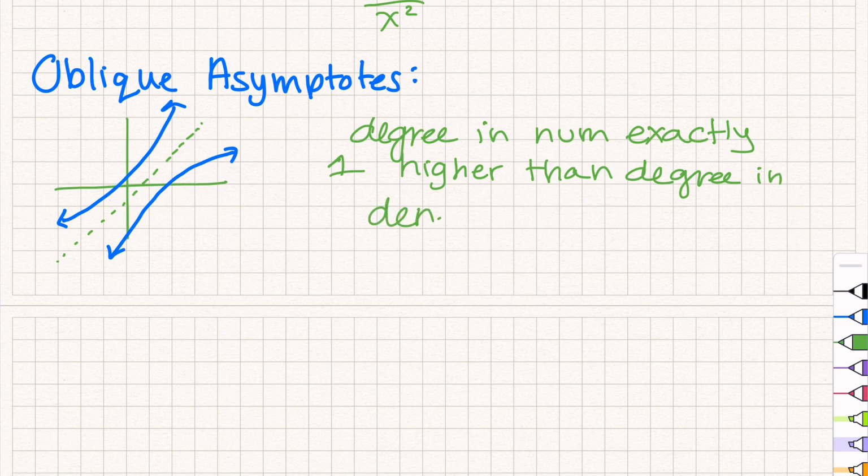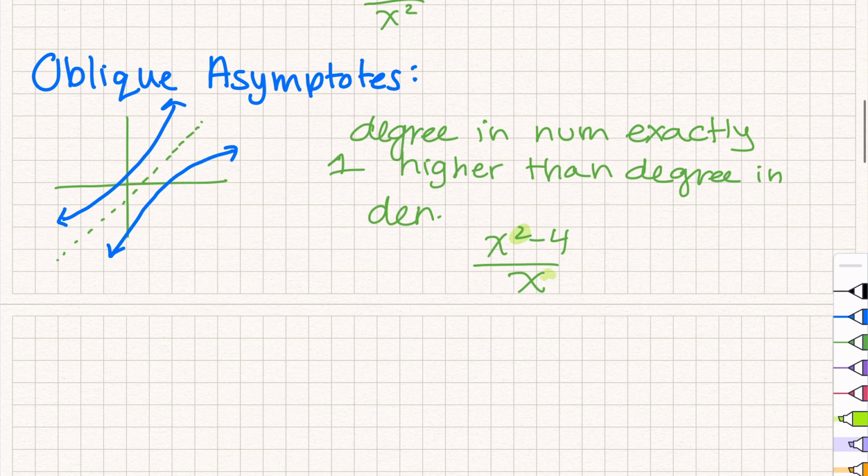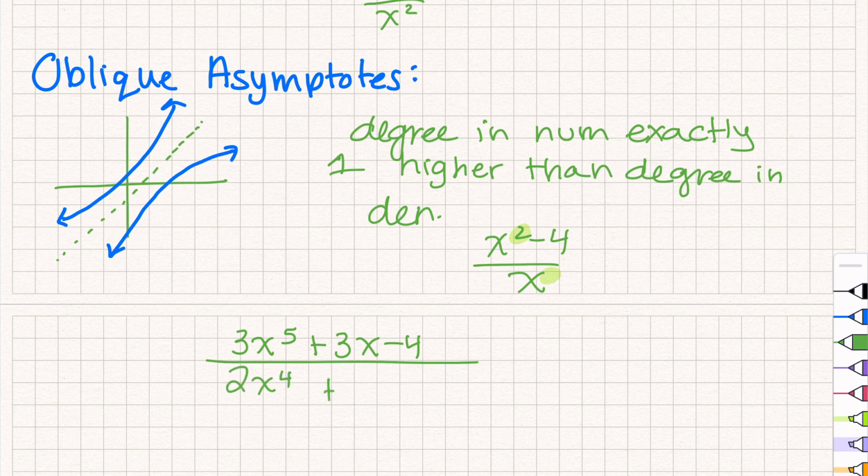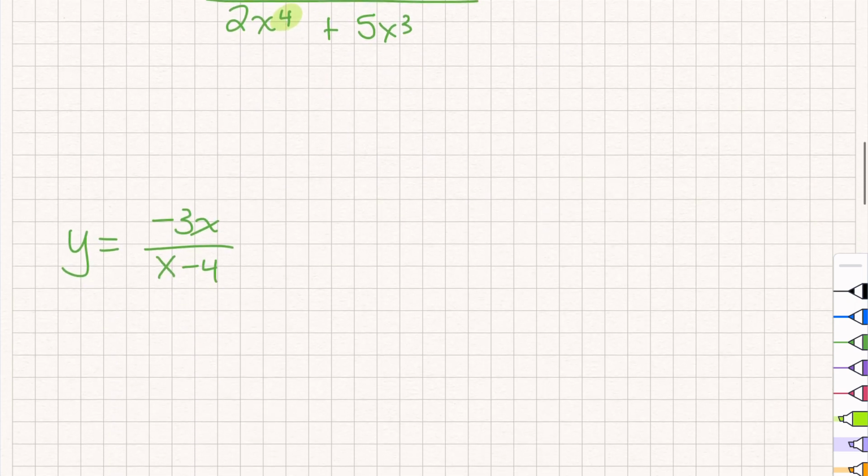So for example, if I have (x squared minus 4) over x, the degree here is 2, the degree here is 1. Or if I have (3x to the power 5 plus 3x minus 4) over (2x to the power 4 plus 5x cubed), the degree is exactly 1 higher. Okay. So let's take a look at a few examples here.